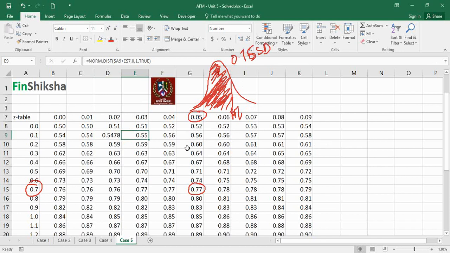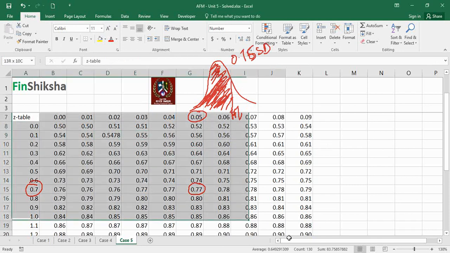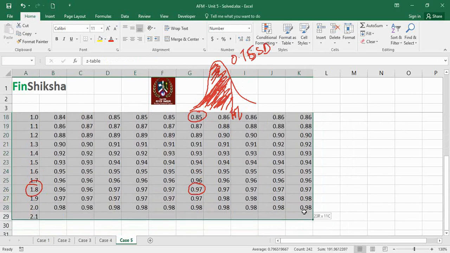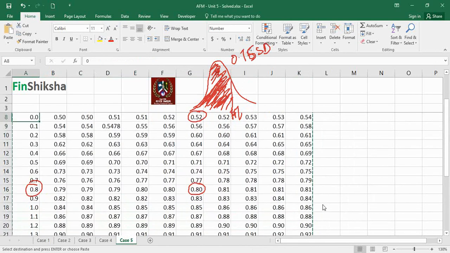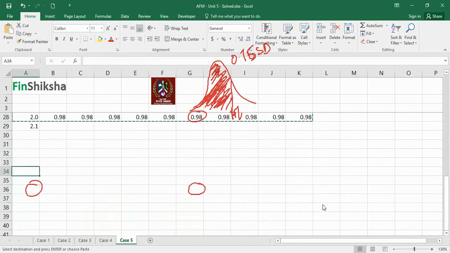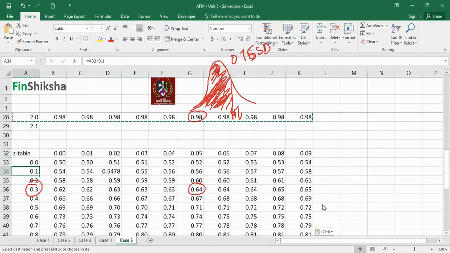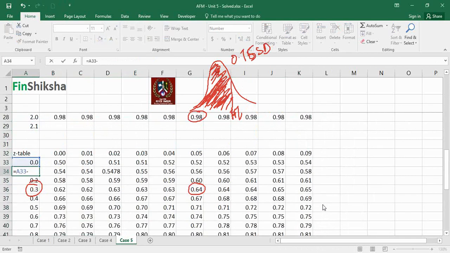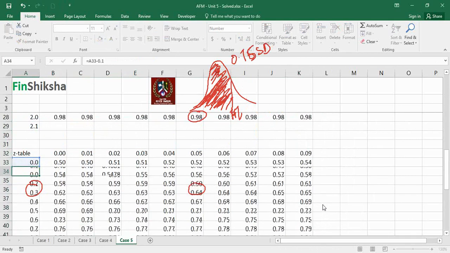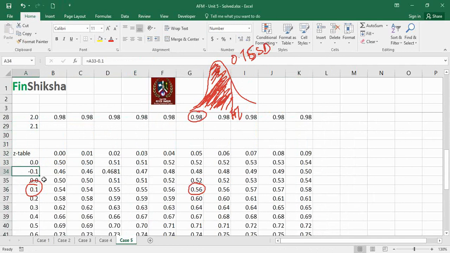We can similarly calculate the negative values as well. I can just copy this entire set and put it here. What happens if I want to go to the left side of the curve? All I need to do is do this minus 0.1 and we'll get the negative values, right? And I can just copy it down.